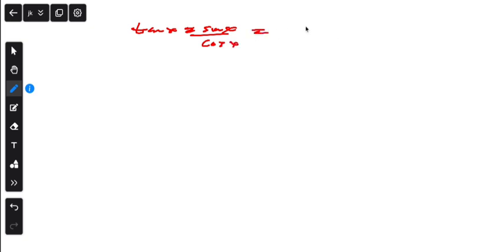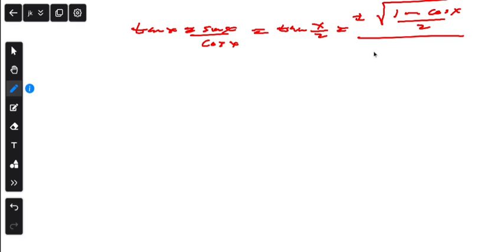So from here we can say, if we introduce half, what are we going to have? We're going to have x divided by 2, and this is going to be equal to, what is the formula for sine? It is plus or minus root of 1 minus cos x, then divided by 2. Then for cos, it is plus or minus root of 1 plus cos x divided by 2.